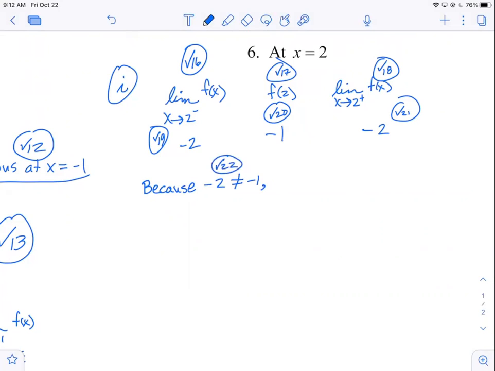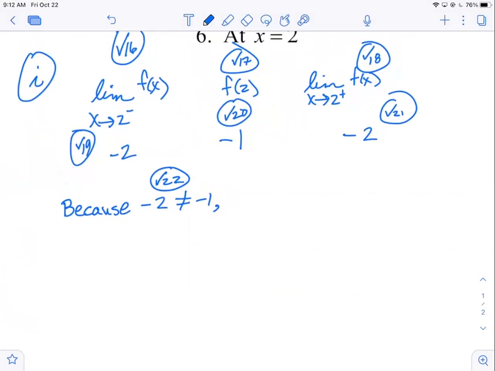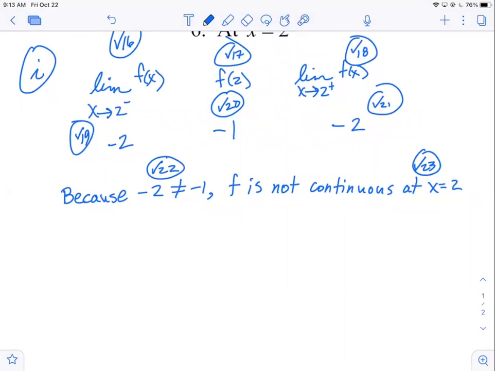Could you also say because negative 1 does not equal negative 2? Yes, absolutely, right. Because of that, F is once again not continuous at, but this time x equals 2. That's your answer. That's the 23rd check. So again, this is your justification. And this is your answer.